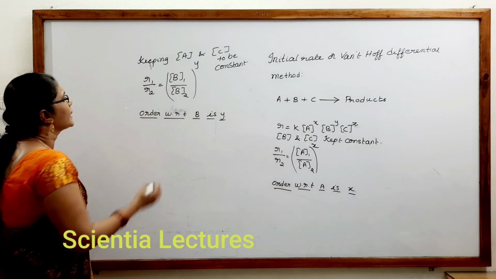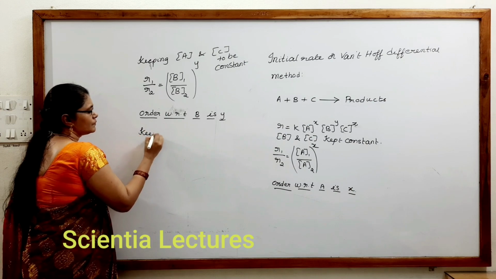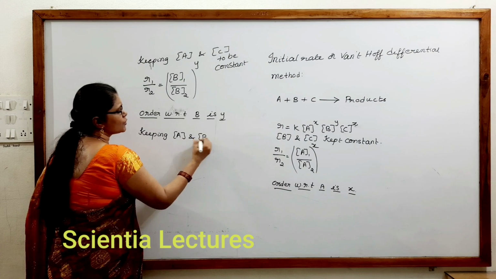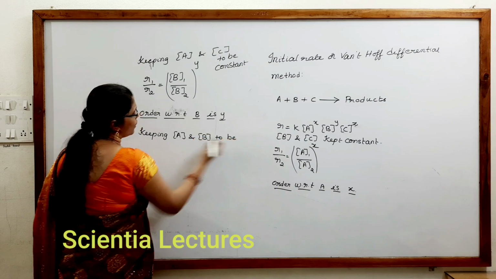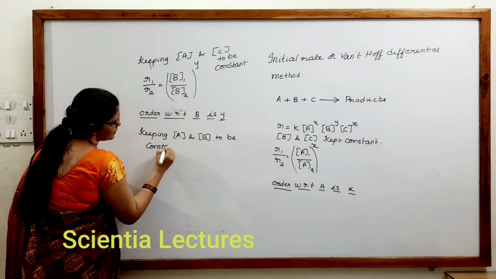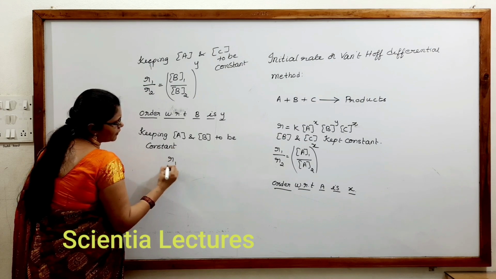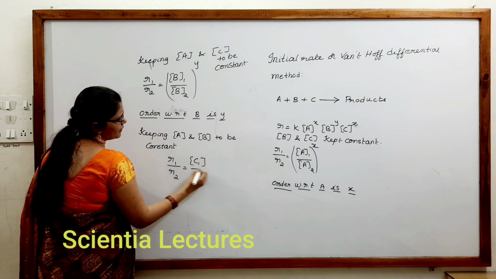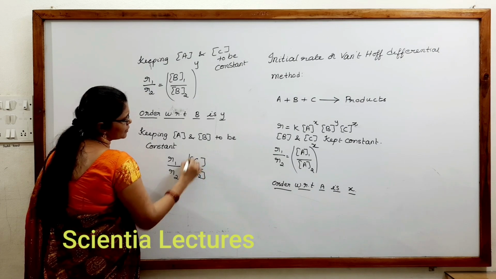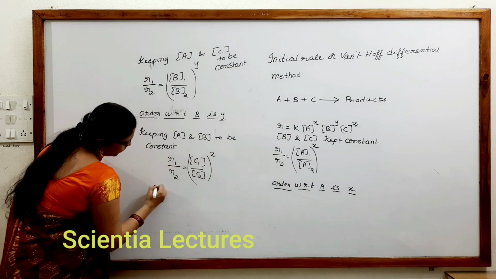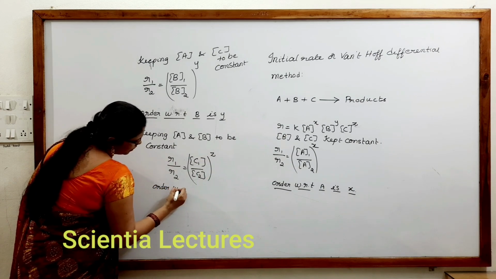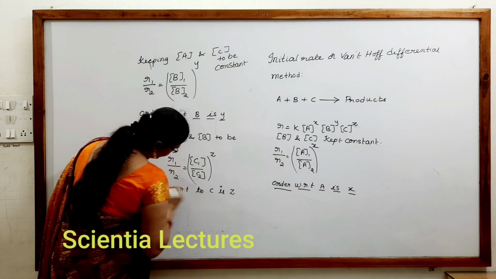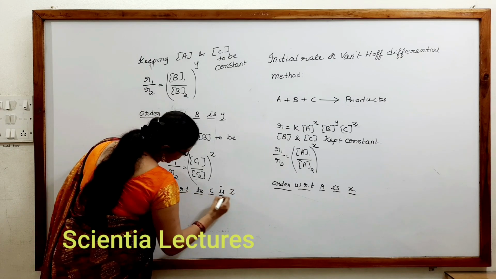Now suppose keeping concentration of A and B constant. What rate of reaction will we get? R1 by R2 must be equal to concentration of C1 by concentration of C2 to the power of Z. And order with respect to C is Z.